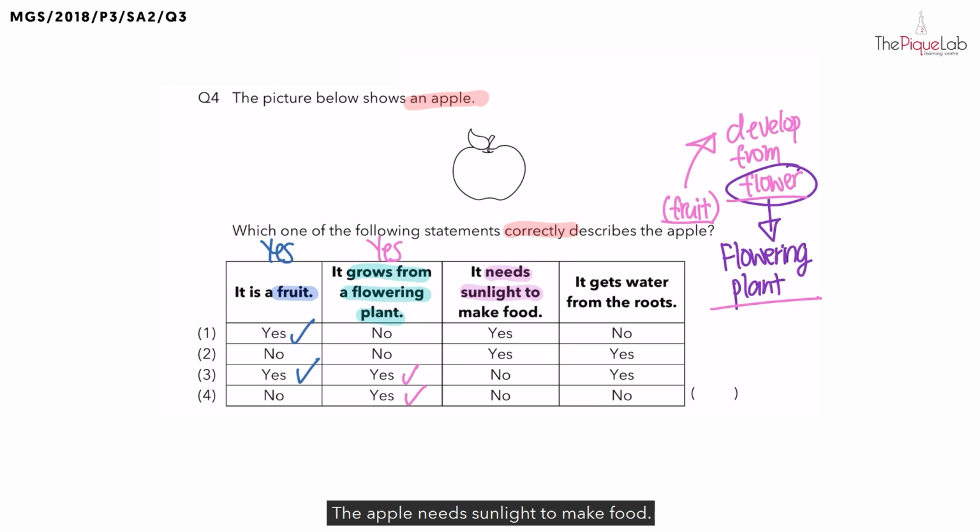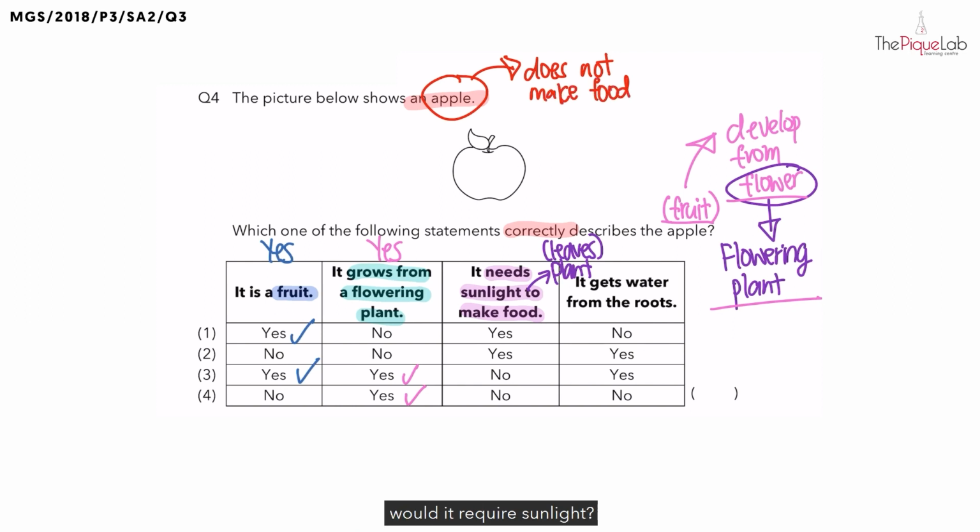Let's now take a look at the third statement. The apple needs sunlight to make food. Can you recall what kind of organisms need sunlight to make food? If you are thinking of the plant, you are correct. The plant needs sunlight to make food. But which plant parts help the plant to make food? It is the leaves of the plant that help the plant to make food. Since the apple is a fruit, does the apple make food? No, the apple does not make food for the plant. Since the apple does not make food, would it require sunlight? The apple would not require sunlight. And the answer for this third statement is no.